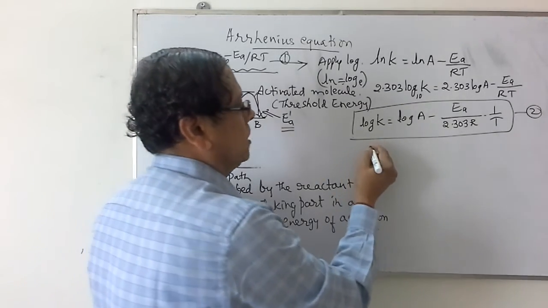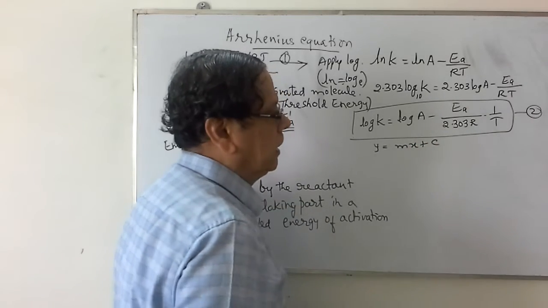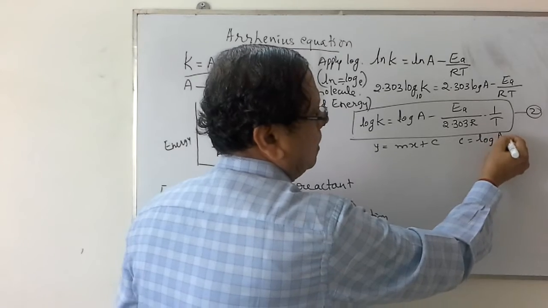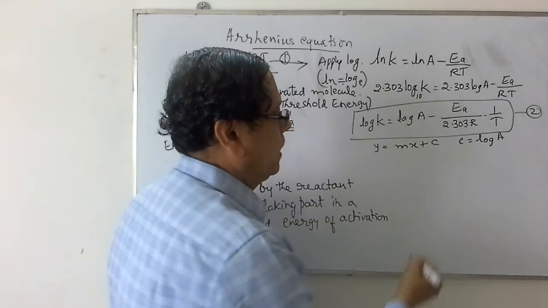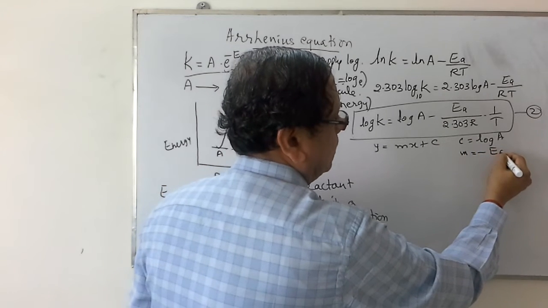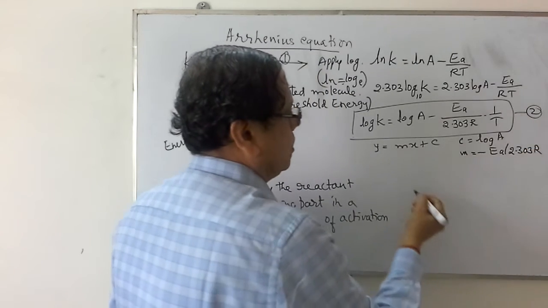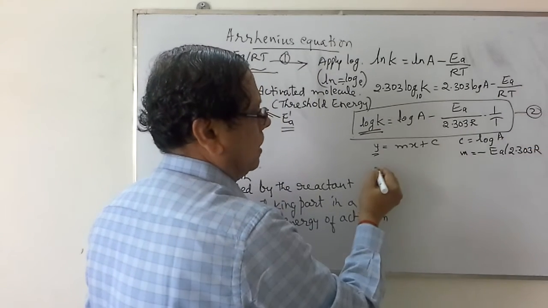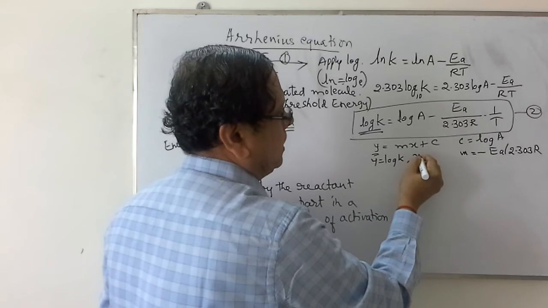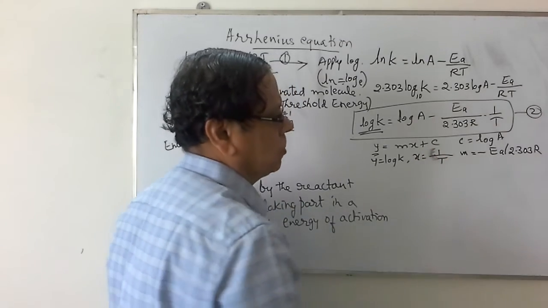Now you take this equation, this is of the form y is equal to mx plus c. Here c stands for logarithm to the base 10 of A, and m is nothing but the slope of the equation, minus Ea by 2.303 R. So this y is log k, and x is 1 by T.